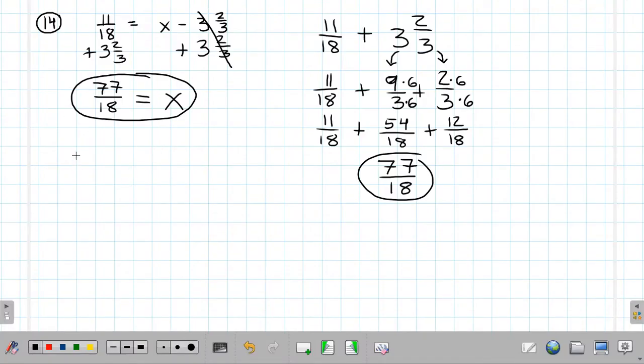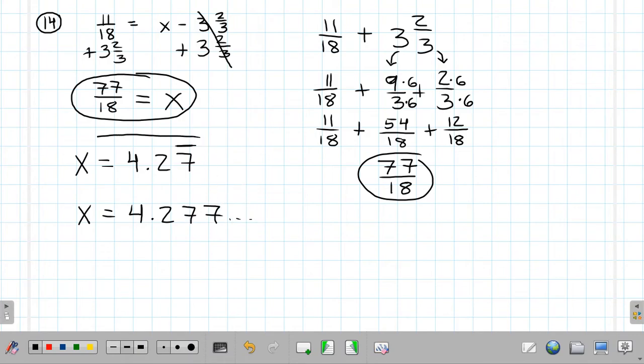Okay, so like I said, you can give me the answer in one of two ways. You can do 4.27 with a line over it, or 4.277 and then dots. Okay, so either one of those would work.